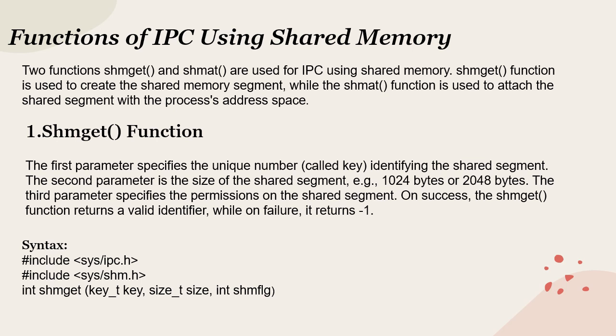The first function is the shmget function. The first parameter specifies the unique number called key identifying the shared segment. The second parameter is the size of the shared segment, for example 1024 bytes or 2048 bytes. The third parameter specifies the permissions on the shared segment. On success, the shmget function returns a valid identifier, while on failure, it returns -1. The syntax is: #include <sys/ipc.h>, #include <sys/shm.h>, int shmget(key_t key, size_t size, int shmflg).